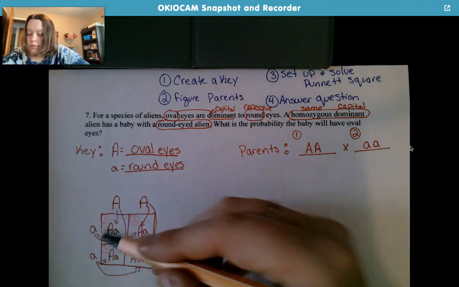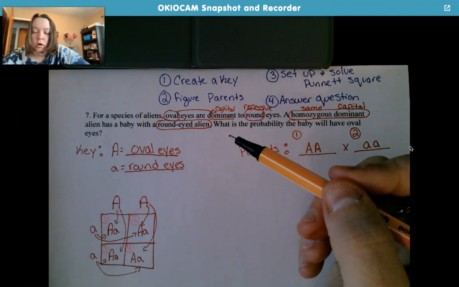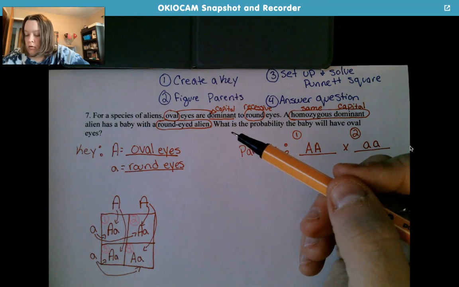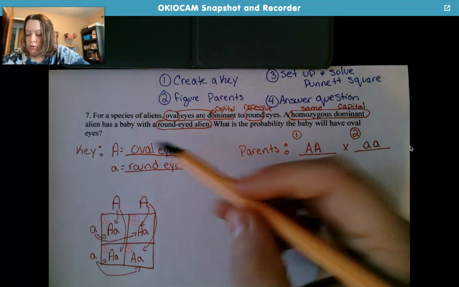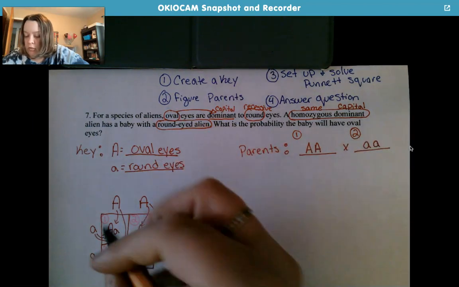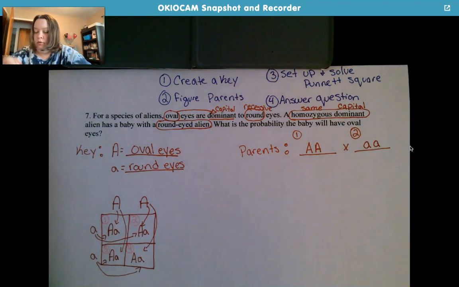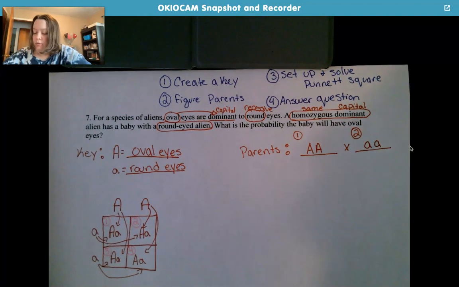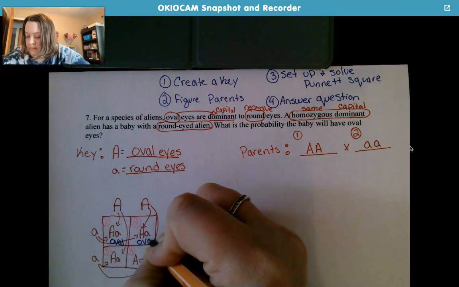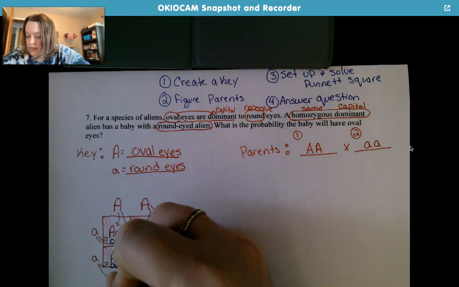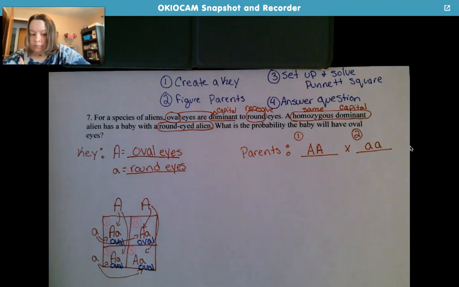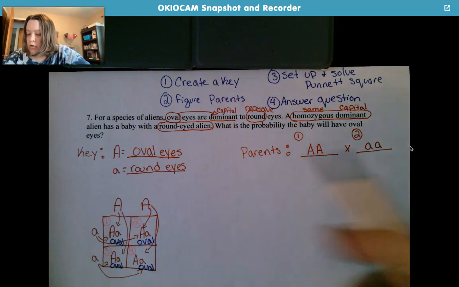So in this case, all of them, 1, 2, 3, and 4, all the offspring are going to be big A, little a. Big A, little a is going to look like oval eyes, because big A equals oval eyes. If you have a big A, you have oval eyes. So I'm going to go ahead and fill that in. Since this is my phenotype, I'm going to fill that in purple. So again, just because they have that large A, they have oval eyes. So we solved our Punnett square.